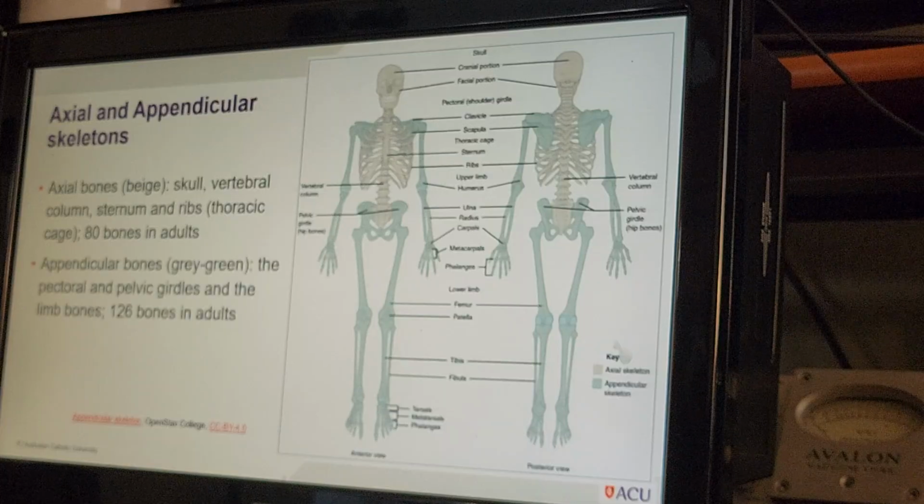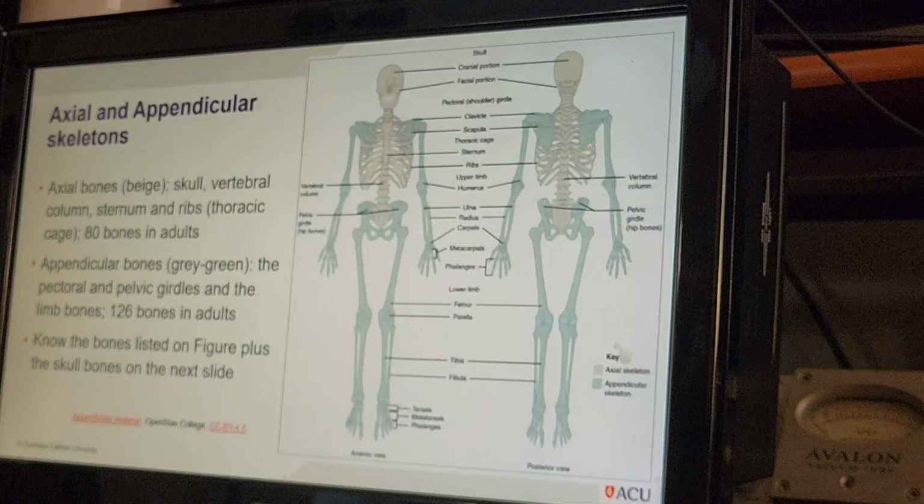So then the appendicular bones are shown in that grey-green colour, and these bones are the pelvic and pectoral girdles and the limb bones, so the arm and leg bones that are attached to the axial skeleton by the pectoral and pelvic girdles. So which bones should you know? You should be able to identify all of the bones listed on the figure there, as well as the bones that we're going to identify from the skull on the next slide.